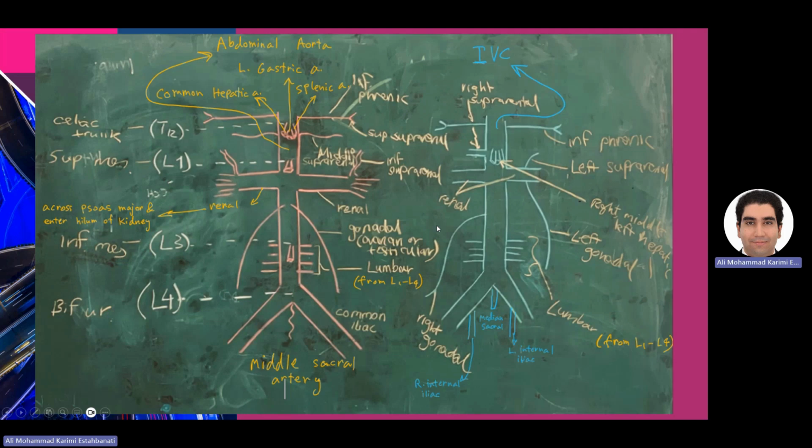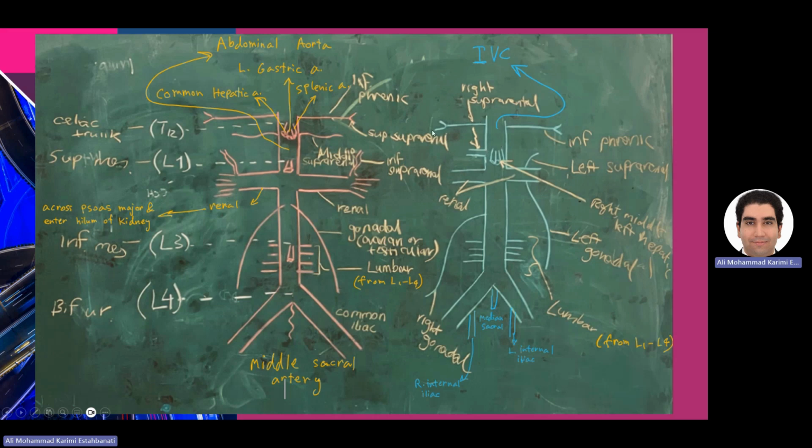Now, this picture shows all the arteries and veins of the abdominal area. But I want you to focus on these three, or we can say four, arteries and veins. These three arteries, the superior suprarenal, middle suprarenal, and inferior suprarenal, are the arteries supplying the adrenal gland. The vein draining the adrenal gland is called the suprarenal vein, and on each side there's only one.